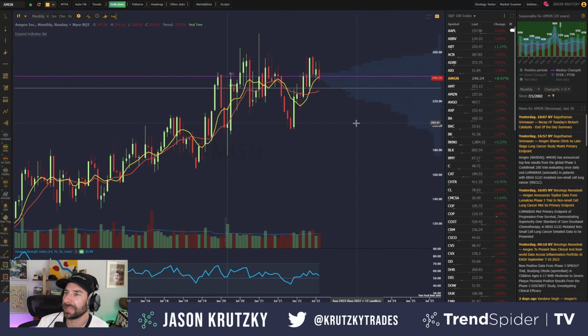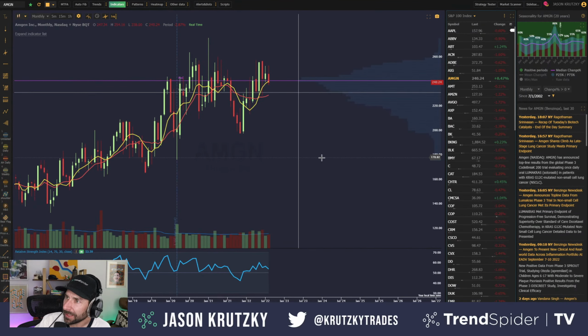AMGN, next ticker. AMGN's looking all right. All things considered, it's looking all right. What do we do here? We're trading just below the point of control from the COVID lows here. We are above the VWAP from those COVID lows, and looks like we're trying to hold that 200-day moving average.